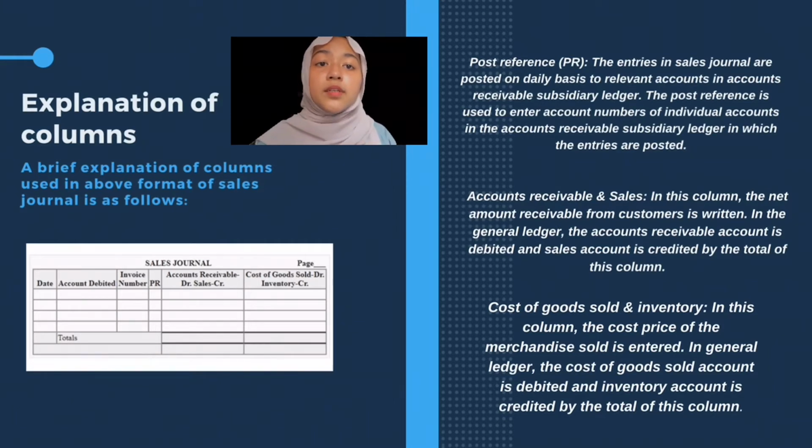And then, accounts receivable and sales. In this column, the net amount receivable from the customer is written. In the general ledger, the accounts receivable is debited and the sales account is credited by the total of this column. Cost of goods sold and inventory. In this column, the cost price of the merchandise sold is entered. In the general ledger, the cost of goods sold account is debited and the inventory account is credited by the total of this column.